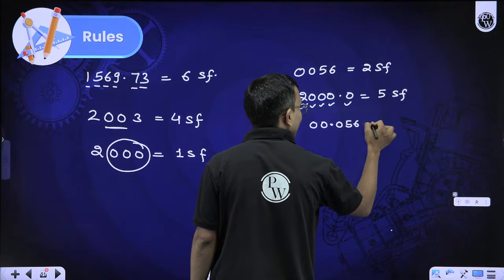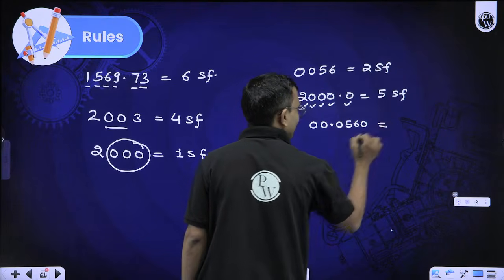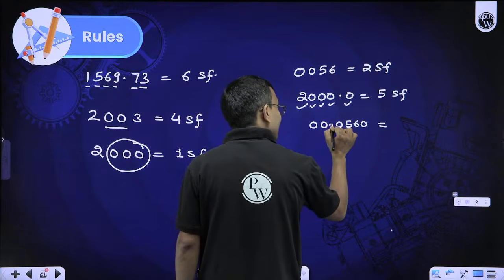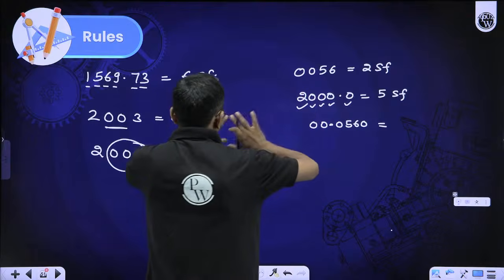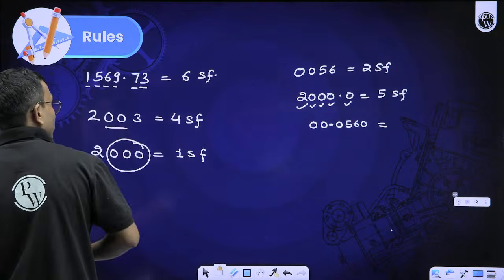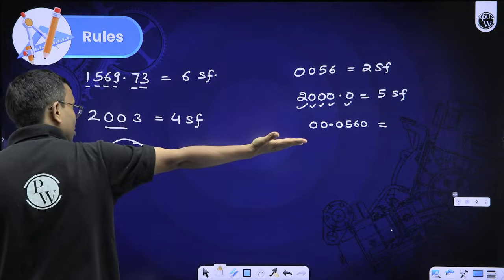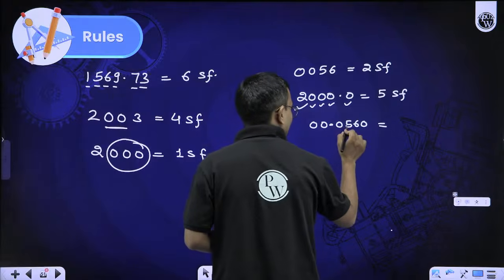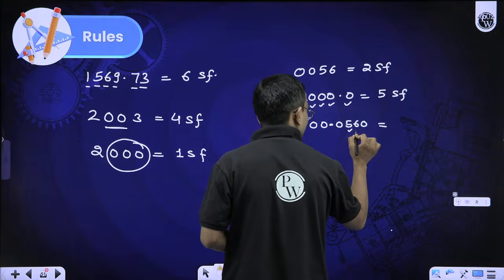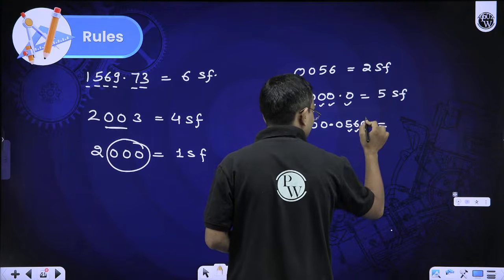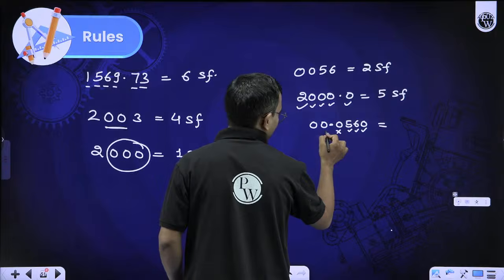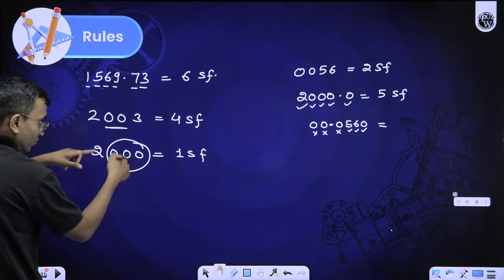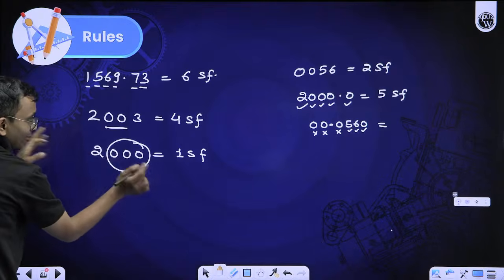Okay, but what about this 00.056? Let us take, how many significant figures are there? Only 3. After the decimal, when zeros are there, always count the zeros which are right of the first non-zero. This is significant, this is significant, this is significant. This 0 is significant, but this is not significant, this is not significant, this is not significant. But here, yes, these zeros were right of the significant, but the decimal was not there.